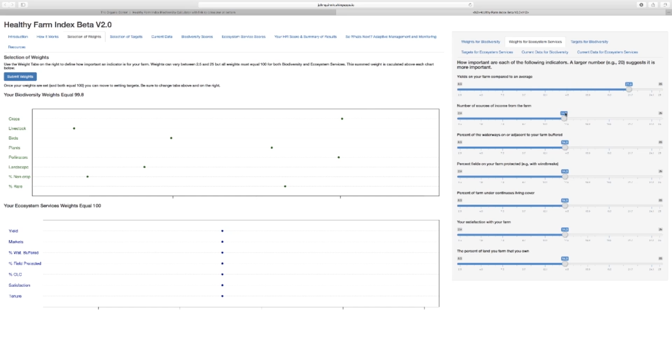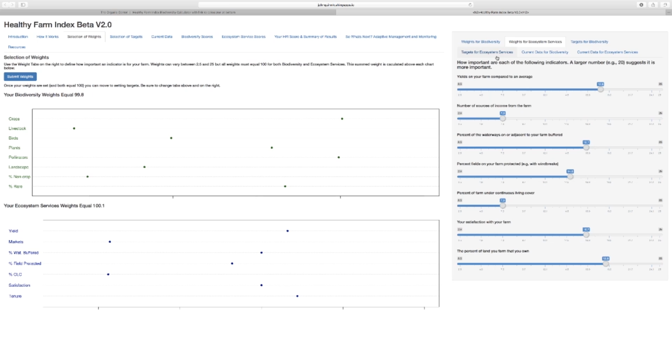Next, we move to ecosystem services, and we do that same thing. So we might say yields are important. Having different market opportunities on my farm, so having multiple sources of income, is less important. I do think it's important that waterways are buffered to keep clean water and protect my fields. Continuous living cover is less important to me. I would like to be satisfied, and ownership is key. Here, clearly we've come in a little bit high, so we have to come back and take some of the prioritization off of these. And again, as long as you're close to 100, you're okay.